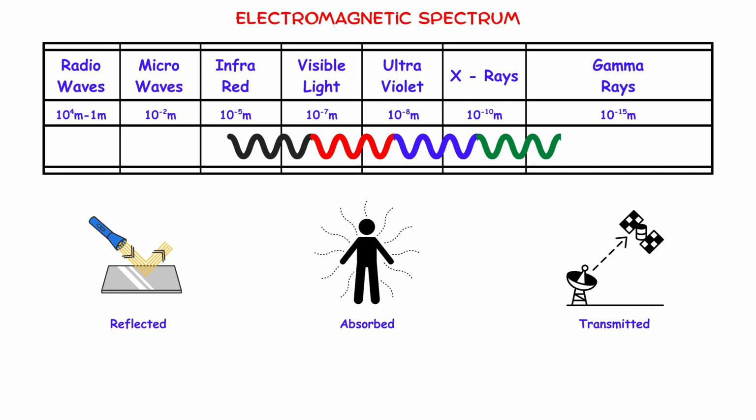Sometimes all 3 actions occur together to varying degrees. For example, one part of the wave might be reflected while another part gets absorbed and yet another portion could pass through. This interaction with materials is what determines how we see objects, how we detect heat, how medical imaging works, and much more. That brings us to the end of this lesson on the electromagnetic spectrum.